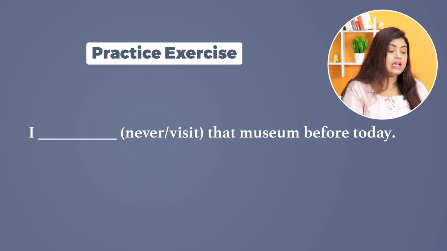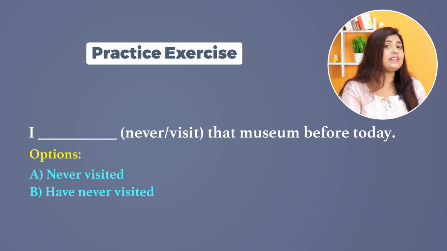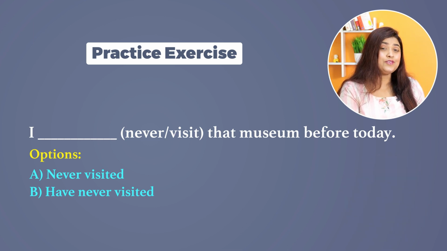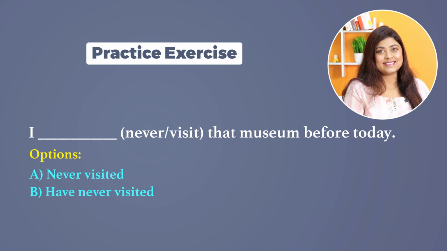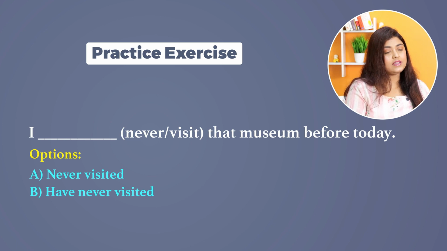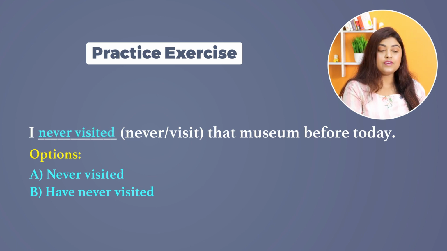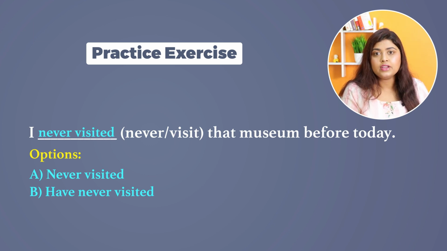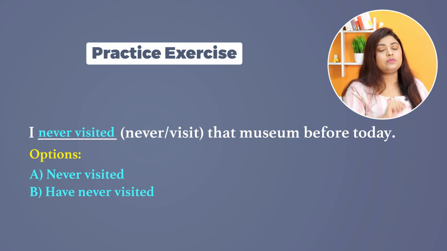Now, the next one. I blank, never visit, that museum before today. So you need to use the word never with the verb visit. And your options are never visited, have never visited. I know it's confusing. Let's see how many of you can answer it correctly. Okay, now it's time for the correct answer, and the correct answer will be, I have never visited that museum before today, because I'm talking about an experience that I have never got the opportunity to have. So here, because I'm talking about an experience, I'll be using present perfect tense.